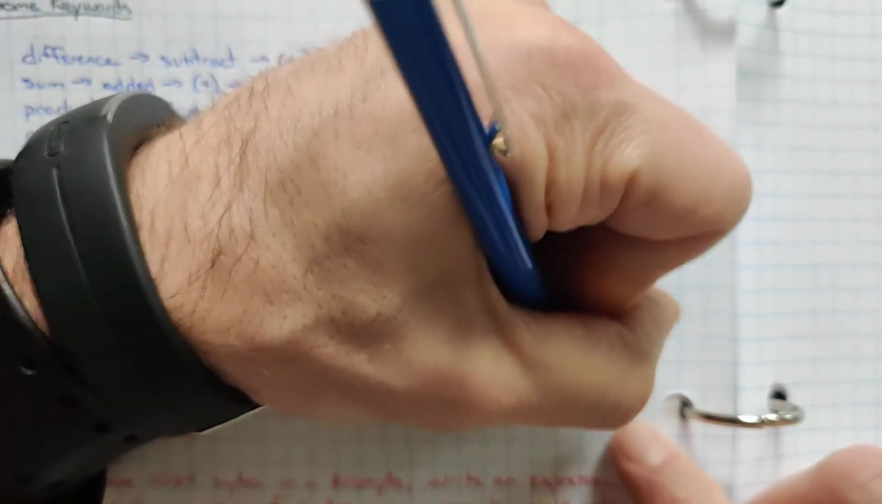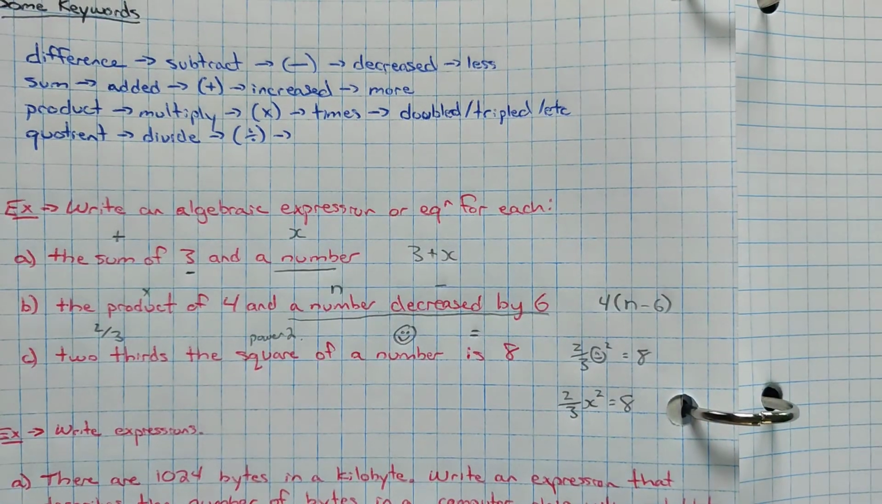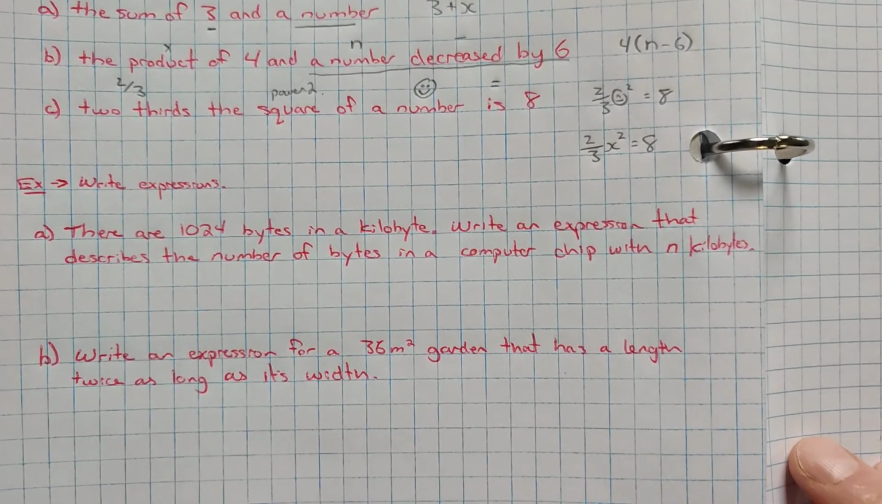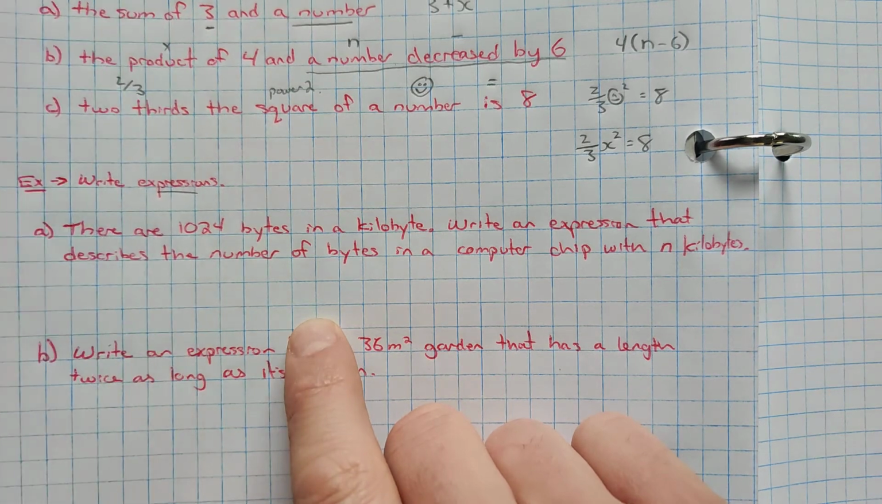For those of you that find that confusing, you could write 2 over 3 x squared equals 8. It's the same thing. Again, the variable is just a placeholder for some number. Got 2 more examples here, working with expressions and some word problems. First one, there are 1,024 bytes in a kilobyte. Write an expression that describes the number of bytes in a computer chip with n kilobytes.